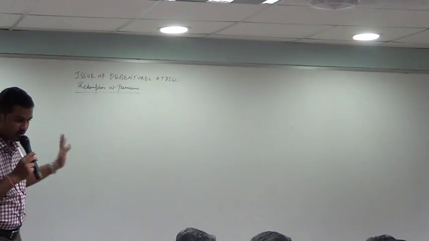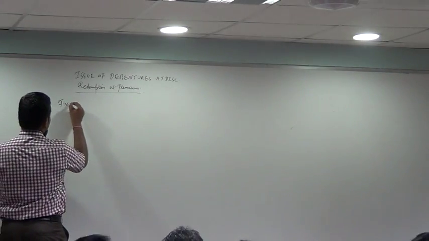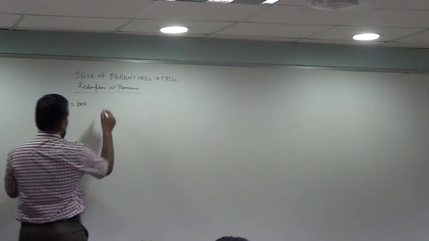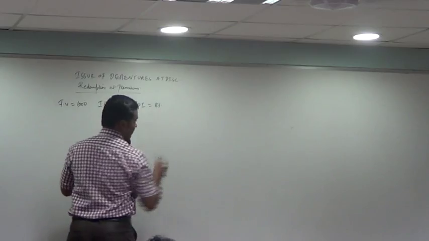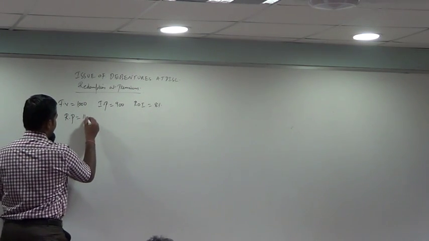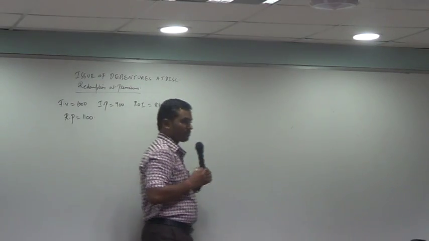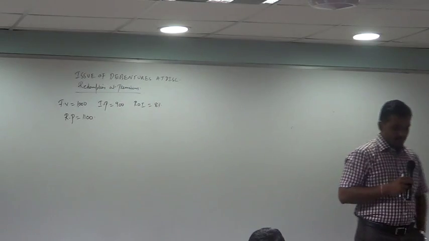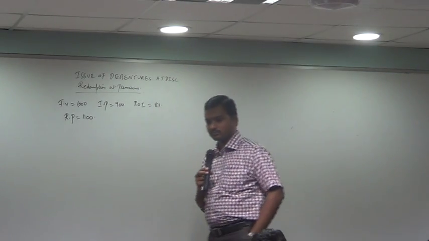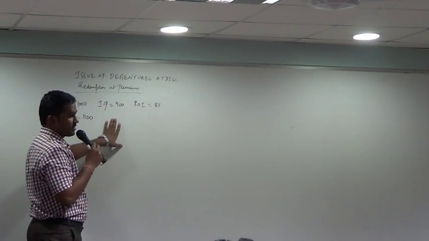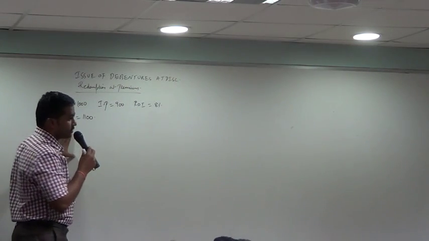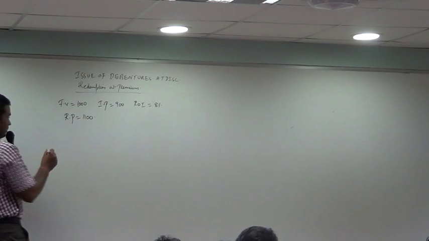Again, this is a hypothetical situation, but we'll still solve it. Face value 1000, issue price 900, rate of interest 8%, redemption price 1100. Face value is 1000, issue price is 900, rate of interest is 8%, and redemption price is 1100. How to write the entry for issue, please tell me.